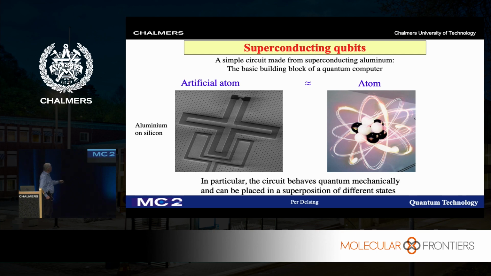The whole circuit is about 0.5 millimeter across, but this little circuit that does the trick is just 100 by 100 nanometers. And this can now act like an artificial atom. It behaves quantum mechanically, and it can show superpositions. This was not obvious 30 years ago, that circuits can behave quantum mechanically. They're so big, but still they can behave quantum mechanically.